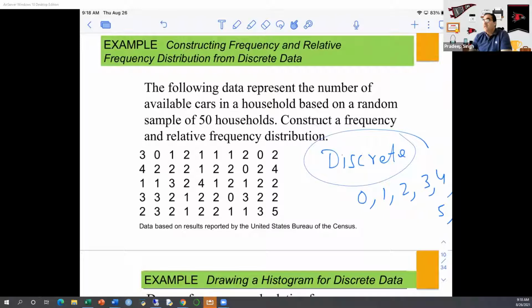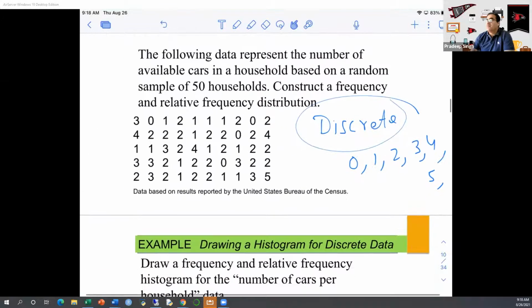Now, if you have a discrete quantitative variable, we can do the frequency distribution table very similar to qualitative data. So here also you first identify what values this data can take. You can see that it is 0, 1, 2, 3, 4, and 5. So these are the values of the data. There are a total of 50 households.